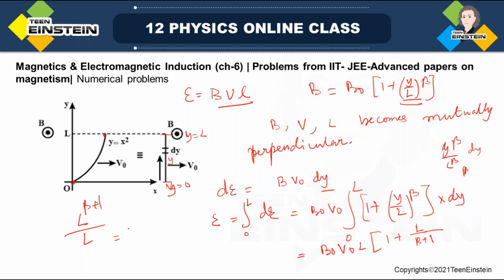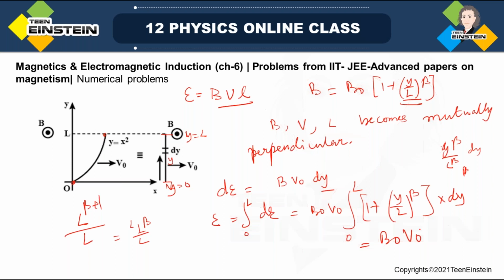So what we have taken? We have taken L into beta L to the power beta divided by L. And when L is equal to 0, y is equal to L, and L is equal to 0. So there are two things. Let me first write it, and then I'll tell you how we come here.